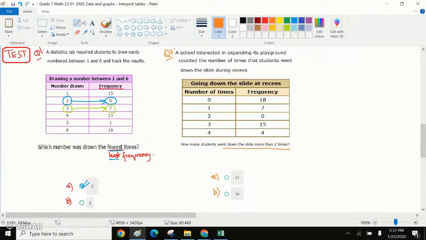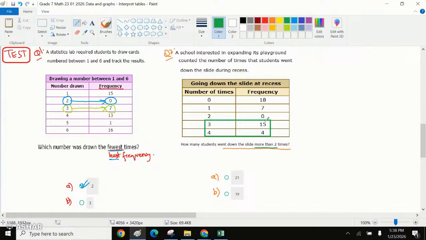That means going down twice was done by 0, right? Thrice was done by 15, and 4 times was done by 4, right? So how many students went down the slide more than 2 times? More than 2 means we can include 3 and 4, but we cannot include 2, because the term over here is used as more than 2.